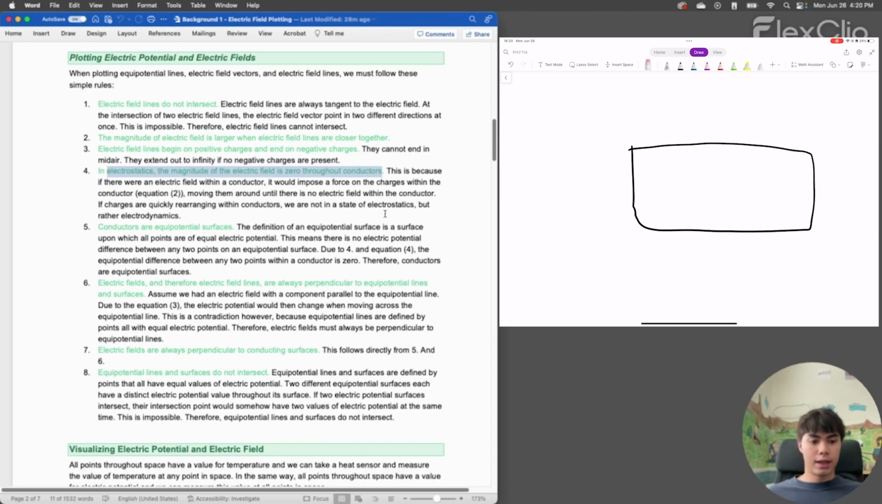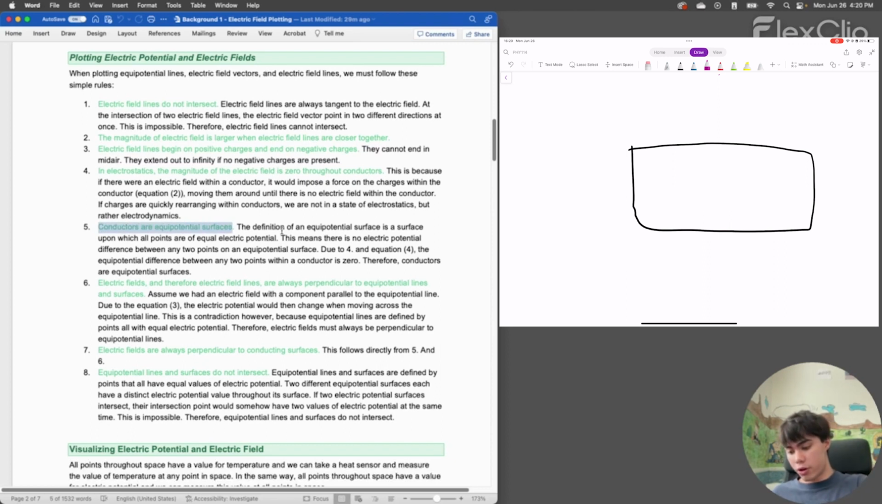If you ever have an electric field inside of a conductor, the charges will just move to set that electric field to zero. In electrostatics, there are never moving charges. Electrostatics is the study of stationary charges. So if all charges are stationary, there cannot be any electric field within the conductor. So conductors have no electric field. I hope that makes sense.